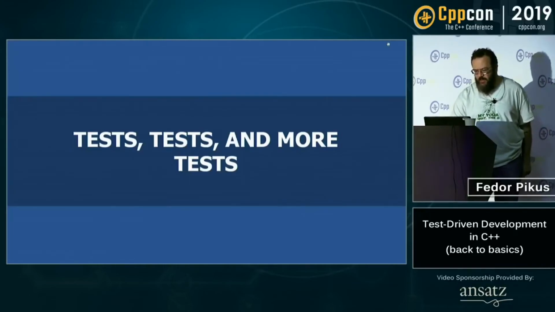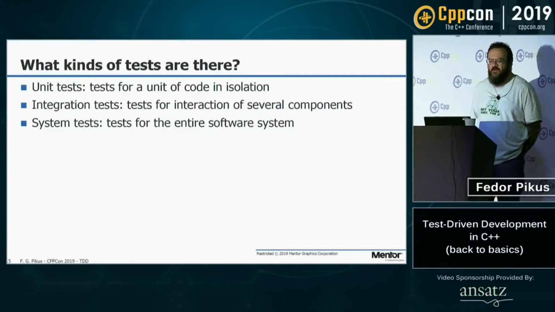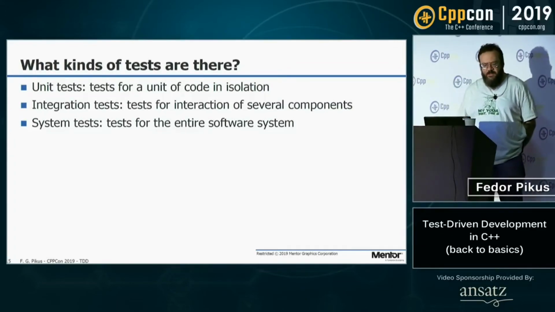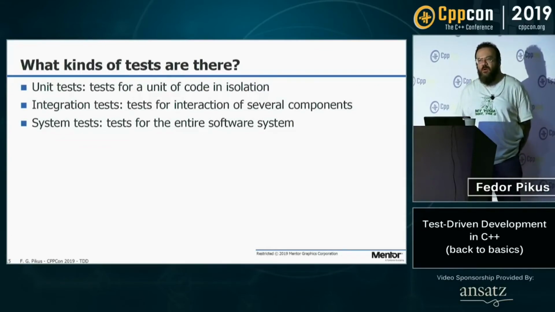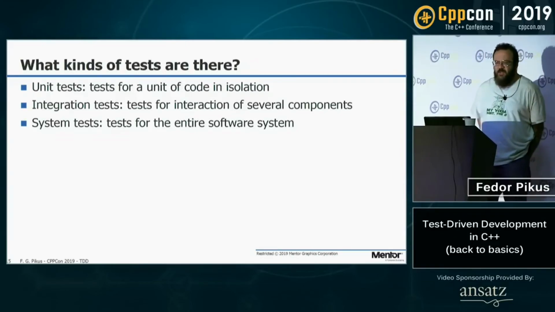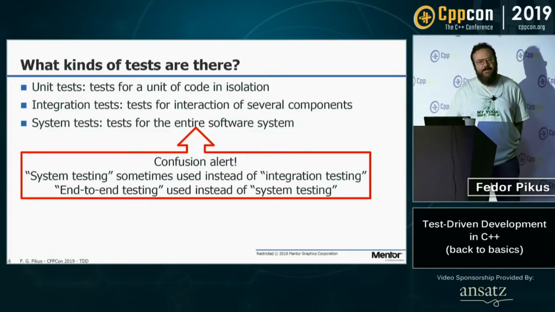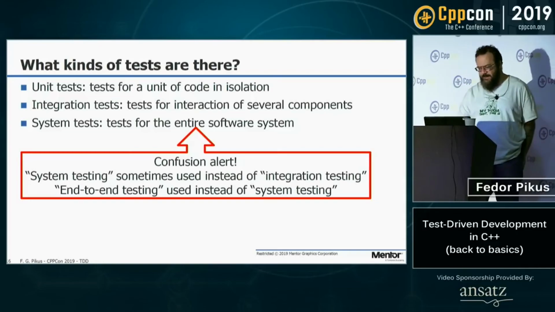Not as simple. So, since I brought up the subject of did we create more tests or different tests, what sort of different tests can we do? Well, there are unit tests, and that's a test for testing a small bit of code or a logically isolated bit of code. We'll talk more about that in isolation. Integration tests, tests for interacting of several components. System tests for the entire software system. By the way, not consistent terminology here. You may find the word system testing used to mean what I mean by integration testing, and you may find the words end-to-end testing used to mean what I call system testing.